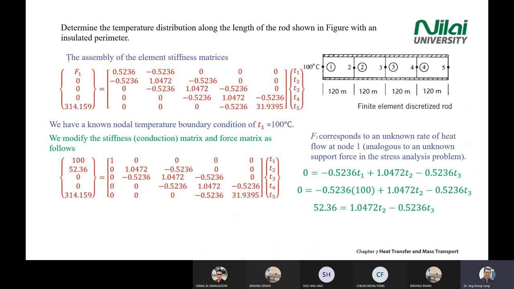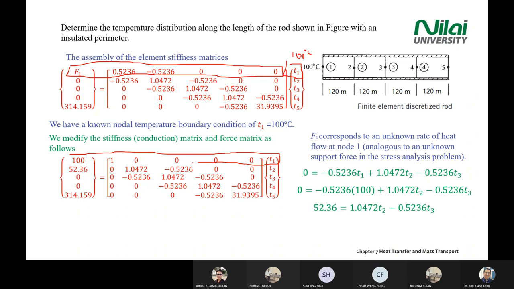Okay, we manipulate the first one, this one, and T, because we know that T1 is 100, right? T1 is 100 degrees C. So you can change the equation. You can change the matrix from F1 into 100, 1, 0, 0, 0, 0. This one also 0, 0, 0, 0.